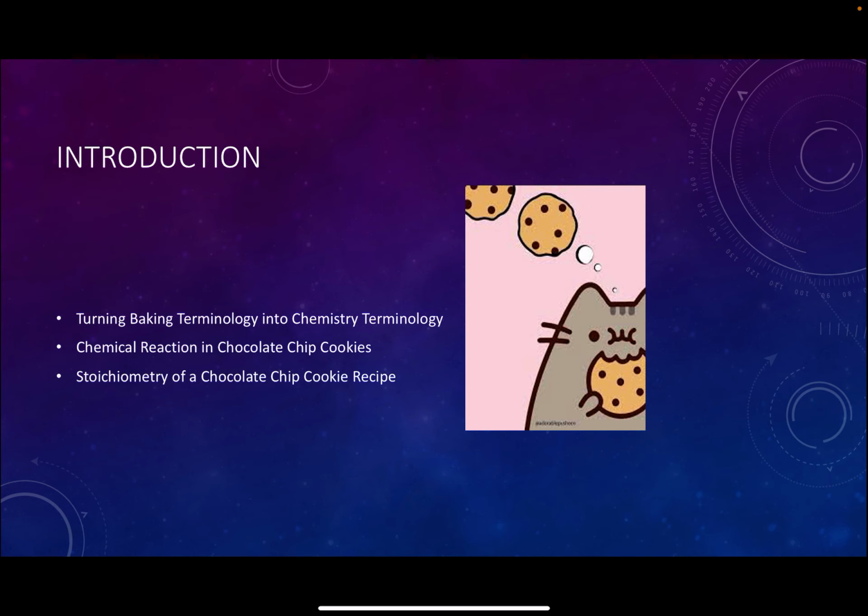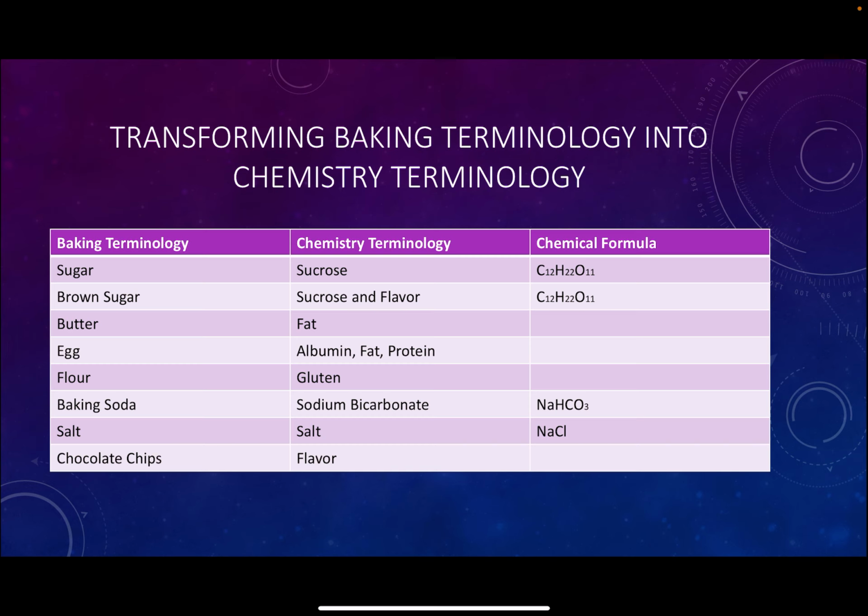We'll be talking about a chemical reaction that occurs in chocolate chip cookies and the stoichiometry of a chocolate chip cookie recipe. For transforming baking terminology into chemistry terminology, I created a chart with the baking terminology, chemistry terminology, and even some of the chemical formulas for some of the ingredients.